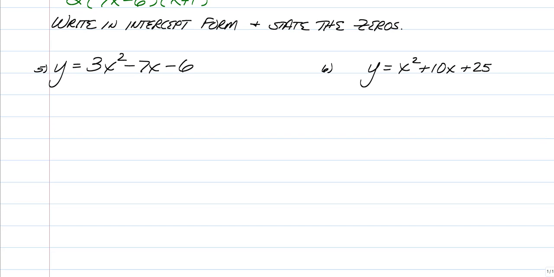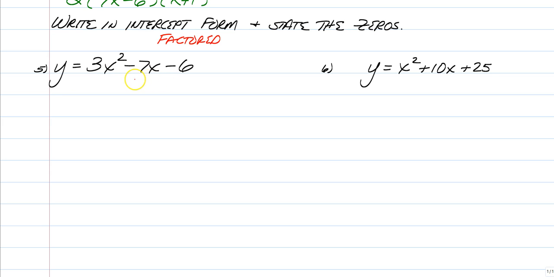Last two examples are pretty much the exact same topic. It's just solving. But this time the directions are different. We're writing an equation in intercept form and then stating the zeros. So intercept form is just another one of our forms that we work with. Another name for intercept form is factored form. So you still just factor here.